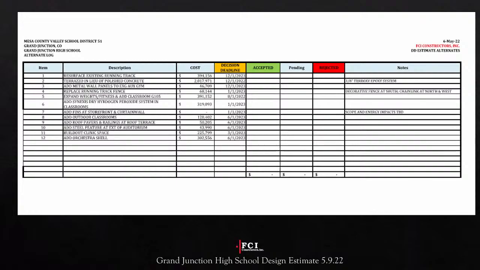So between the school being out, and then we'll be doing the demo and getting it cut down to grade. And so we're right on track in terms of the packages. Peter and his group have done a great job so far keeping up with the current bid packages. So we're in good shape.